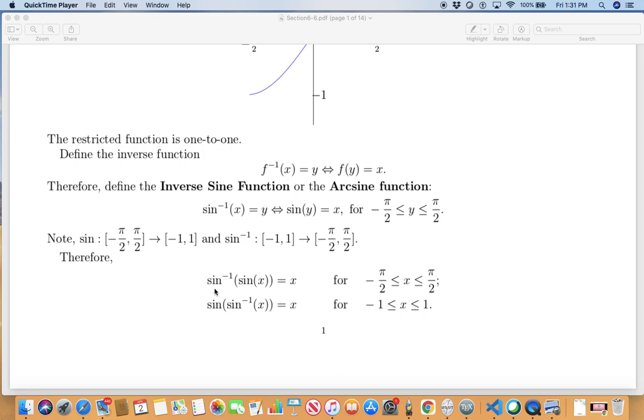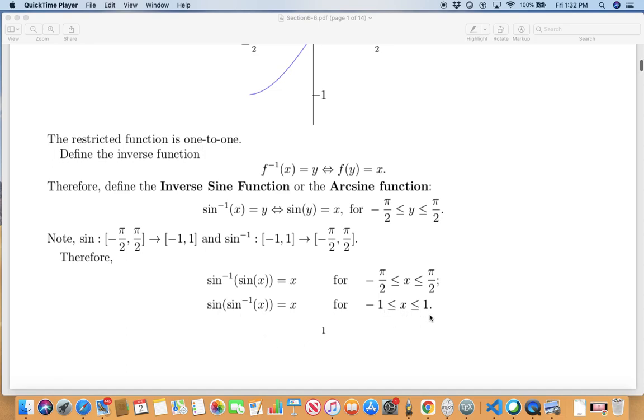Moreover, because sine inverse is the inverse of sine, on the appropriate domain, sine inverse of sine of x is x. So that x has to be in the domain of sine. Sine of sine inverse x is x. Now this x has to be in the domain of sine inverse.